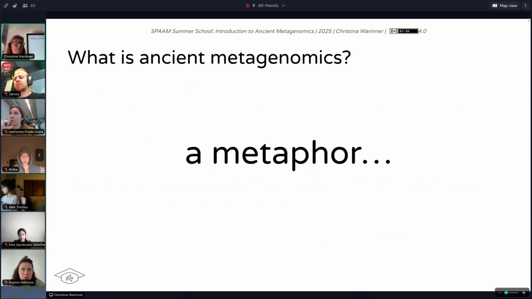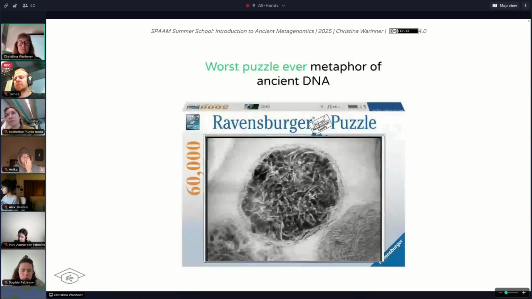So I'm going to use a metaphor here to help bring this into focus. Yesterday we talked about puzzles, and I like to call this my worst puzzle ever metaphor of ancient DNA. I love jigsaw puzzles, but I definitely don't put together 60,000 piece ones except in my work. If you think about a typical bacterial genome being about 3 million bases long, when it degrades over time, it fragments into pieces, and on average that single microbial genome will break into about 60,000 pieces.